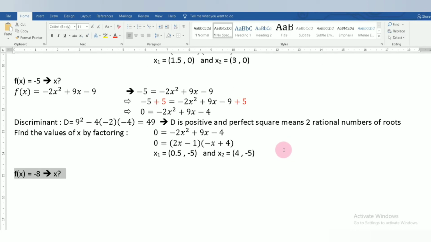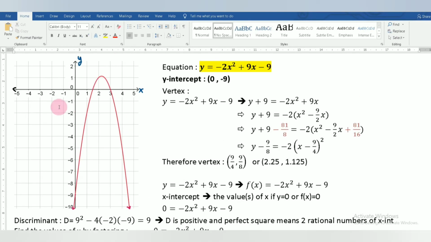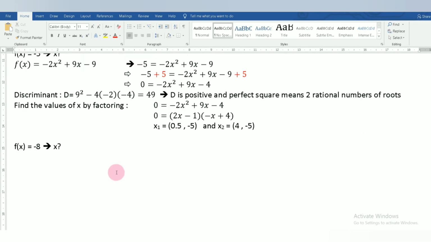Let me give you another example. How about if we try to find the value of x when f(x) equals -8, or y equals -8? Let's see the graph here. When y equals -8, the value of x is not quite visible, we cannot just figure out the decimals here. So let's find the value by calculation.